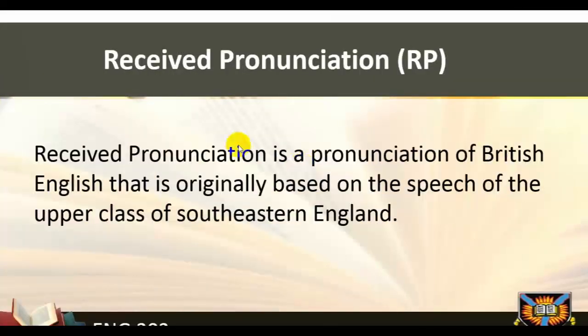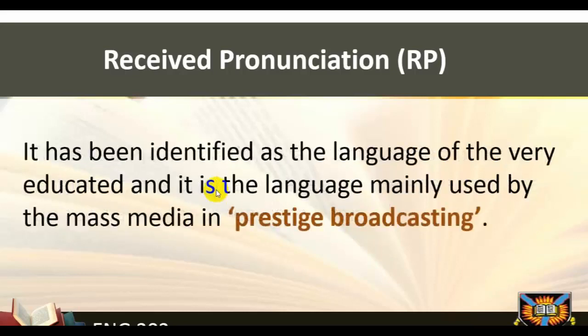Received pronunciation, RP. We all know that the way people speak the same language differs for many reasons. Educated speech will be different from uneducated. Youth use language differently from adults, etc. So is the case with the topic on hand. Received pronunciation is a pronunciation of British English that is originally based on the speech of the upper class of Southeastern England, though more widespread in London and in the southeast of England. It does not belong to a particular geographical area.